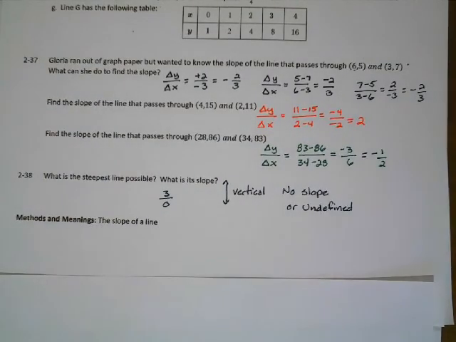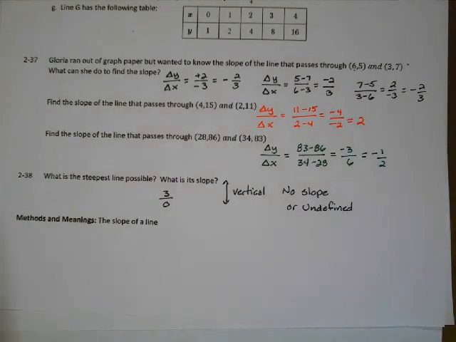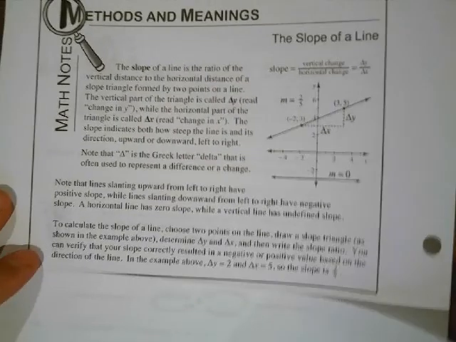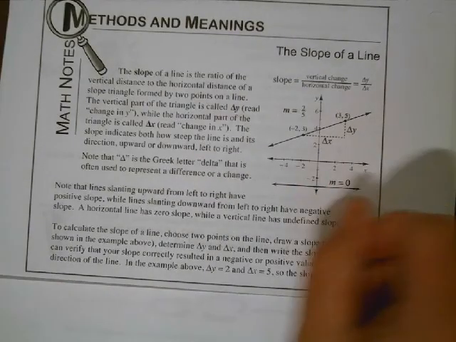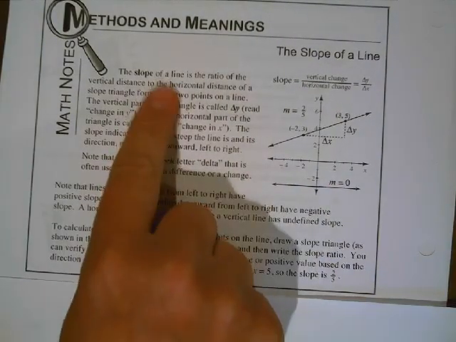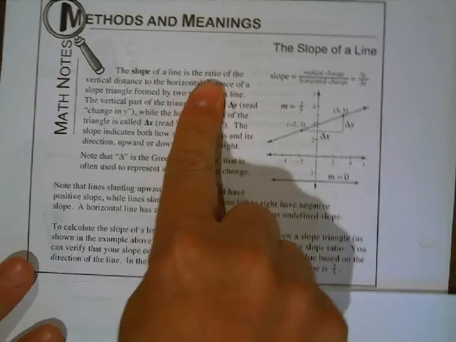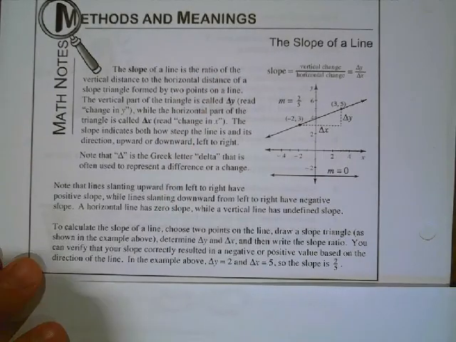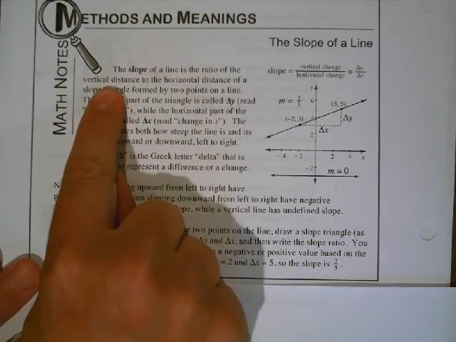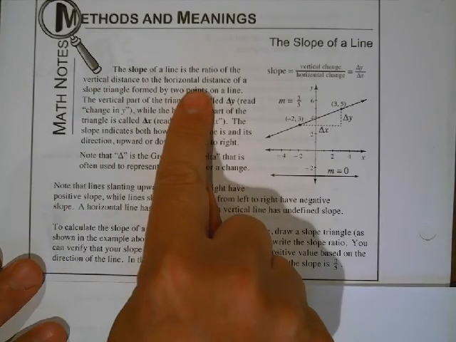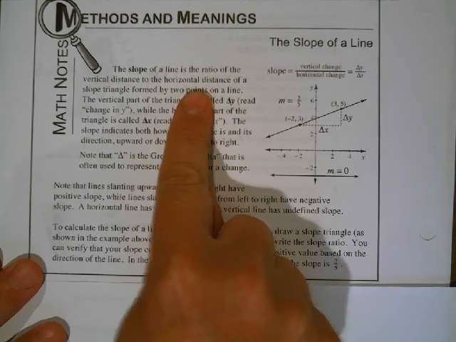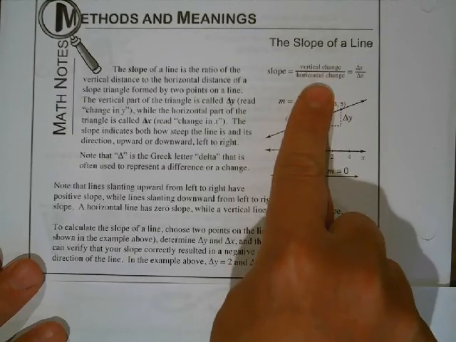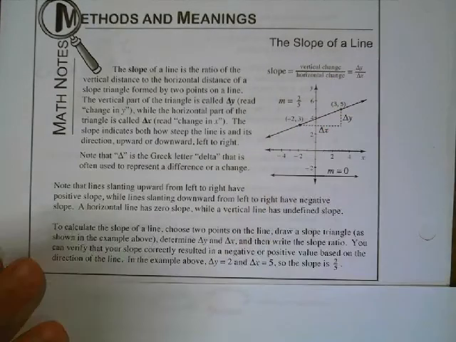All right, we are down to the very last. We're going to look at our methods and meanings for today. So, move this over here. We're going to talk about the slope of the line, which we've just been doing. So when we talk about a slope of the line, it's always going to be a ratio. The slope is a ratio. Ratio means fraction. So our slope is always going to be a ratio, which looks at the vertical distance, which is the change in the y, and compares it to the horizontal difference. So we've got vertical change over horizontal change, change in y over the change in the x.